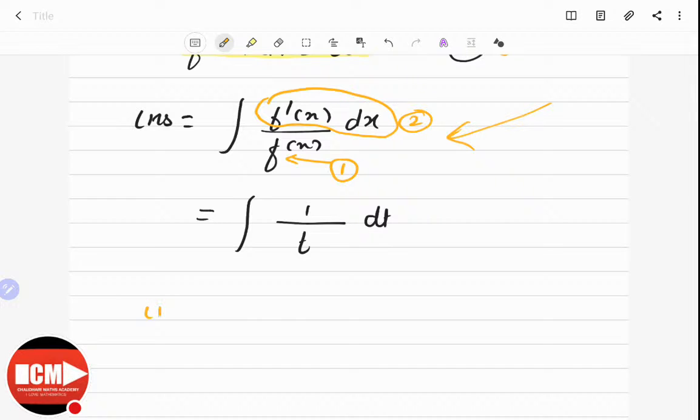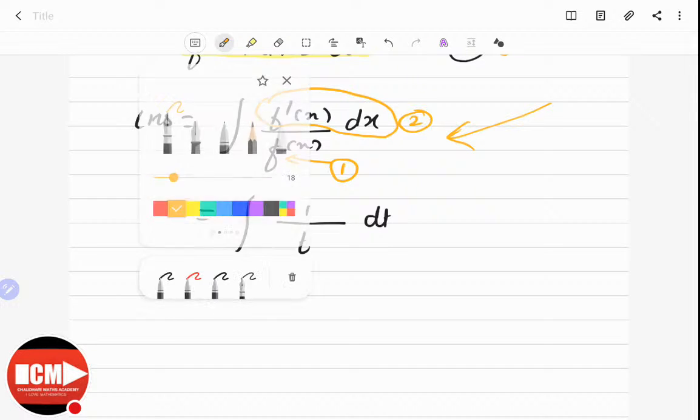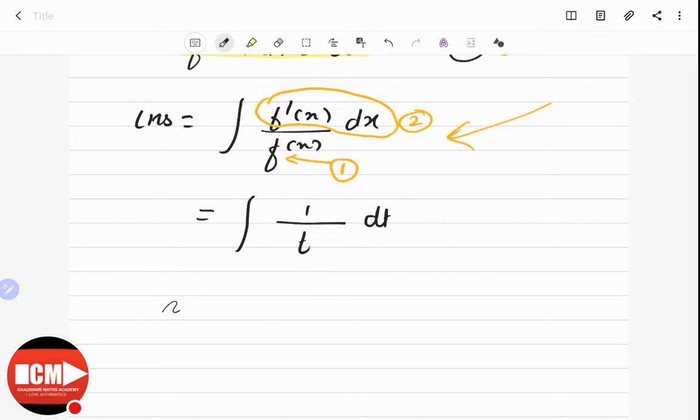So tell me friends, please send me your answer. What is the integration of 1 upon x? Here I'm asking a simple thing. What is the integration of 1 upon x? This is the standard integral. If you remember, the integration of 1 upon x is log x plus c. Perfect. On the similar ground, the integration of 1 upon t is log of t plus c.